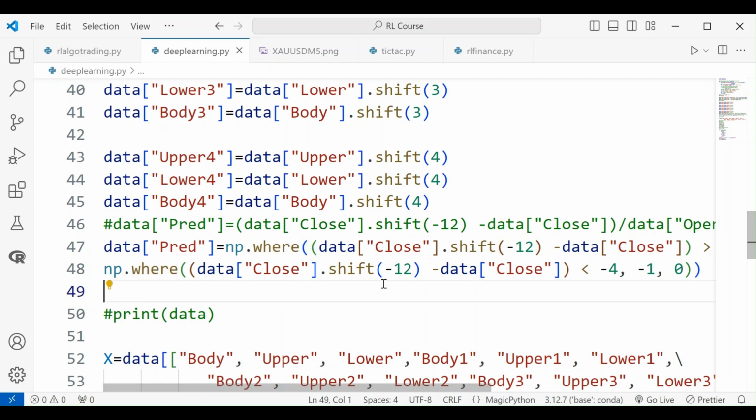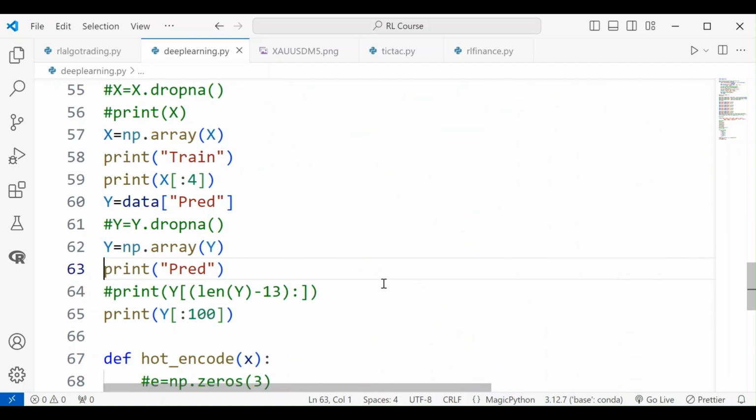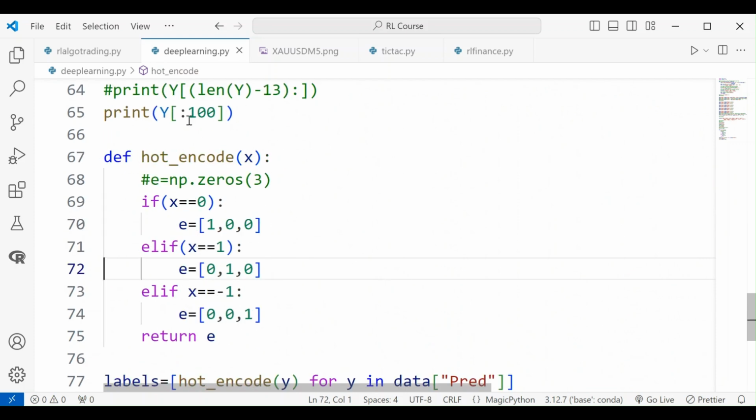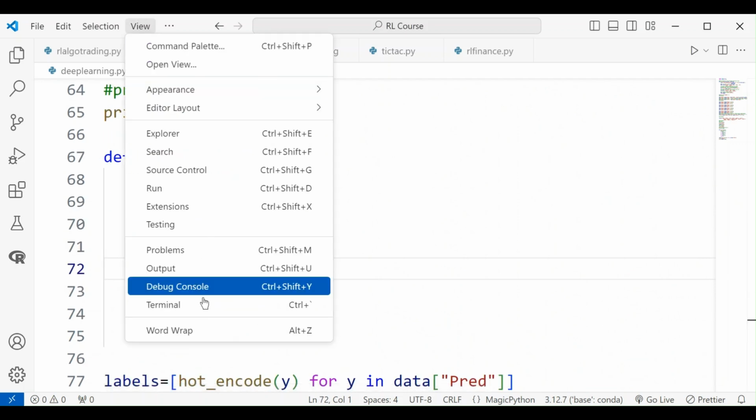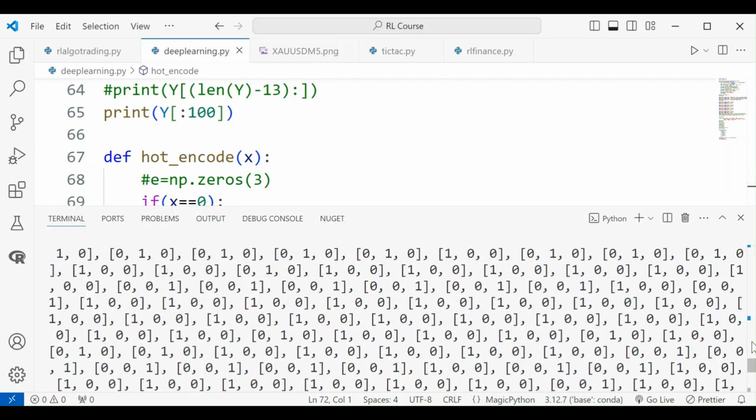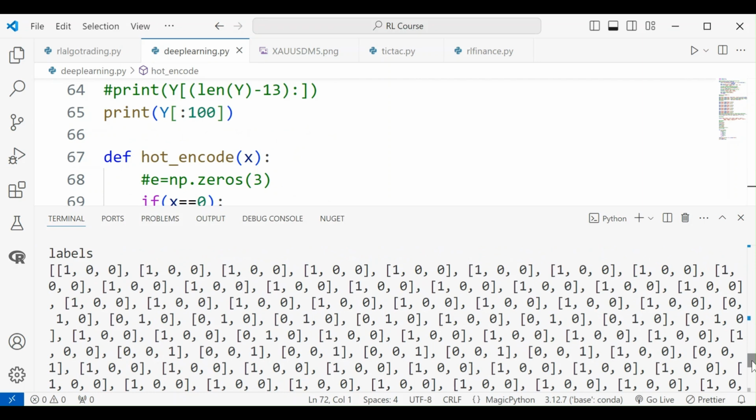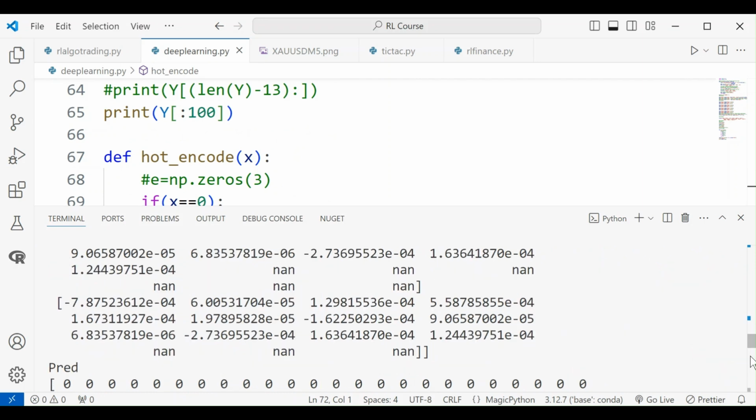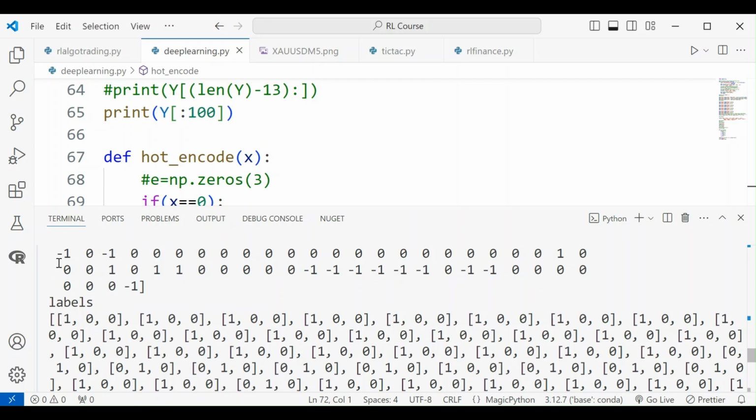So the output will be either 1, 0, or minus 1, like this. Here the price moved by $4, so 1. Here the price did not move, it stayed between $4. It was ranging. I don't want to enter the market when it's not moving much. So this is 0, and this is minus 1.